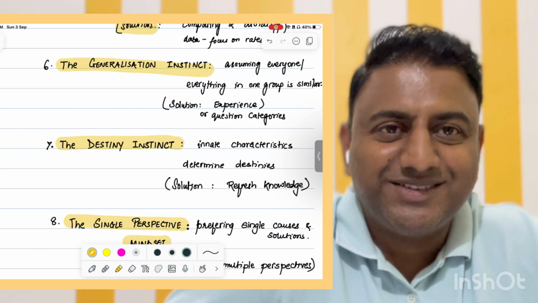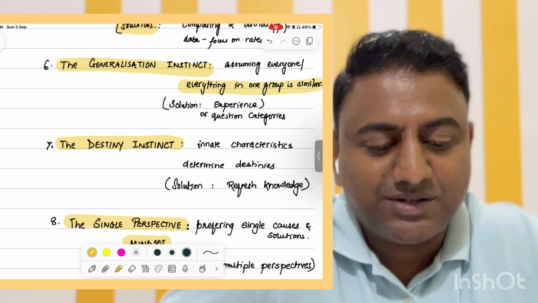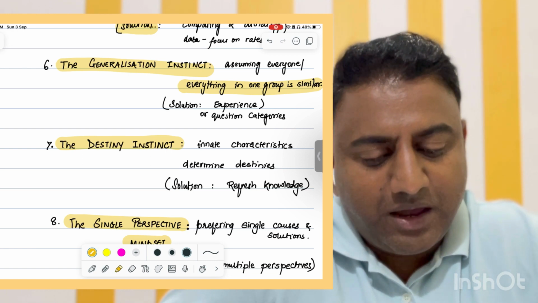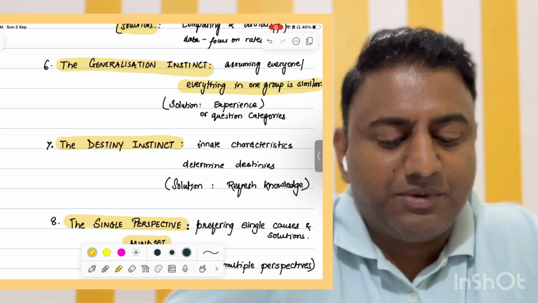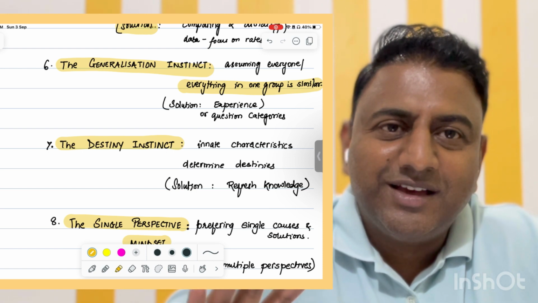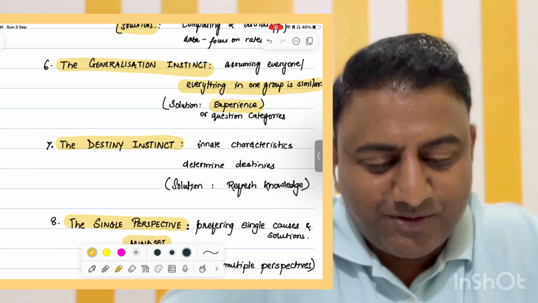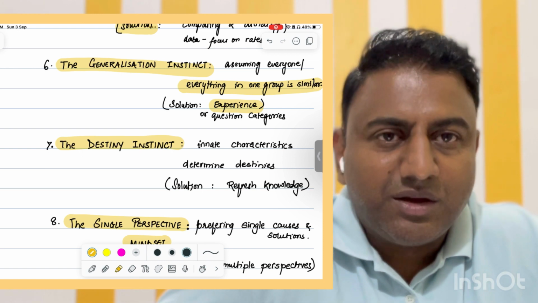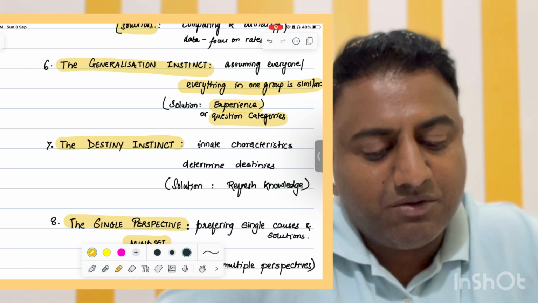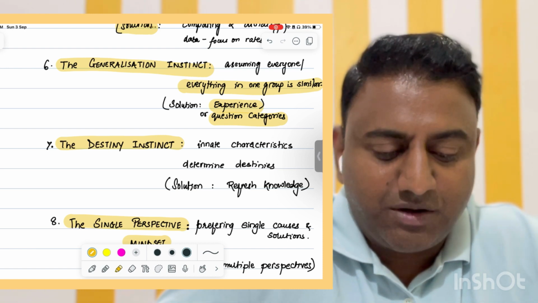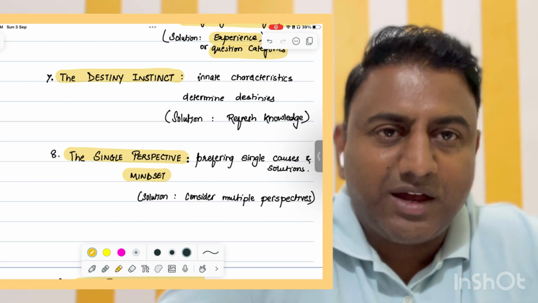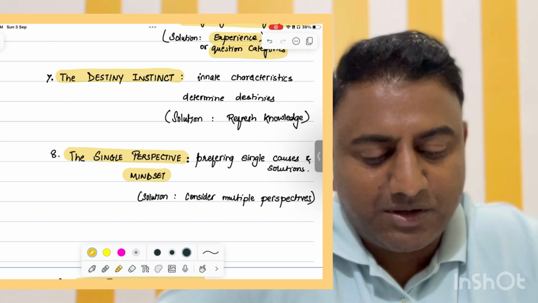The sixth instinct is the generalization instinct. Here we assume everyone and everything in one group is similar. But as we know, all 5 fingers are different. So the best way out, the solution to this, is that we must give advantage and weightage to experience, and we must question categories and seek exceptions in those norms.